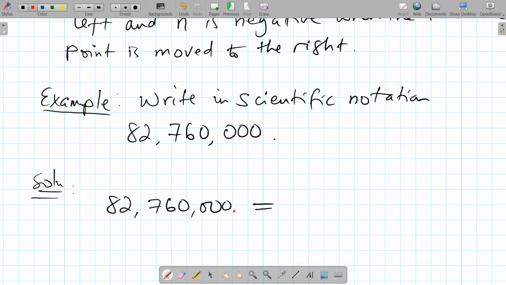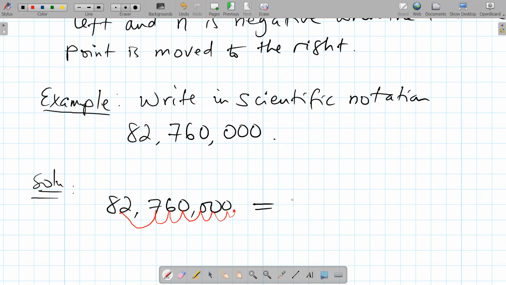Decimal point is right here. Now, because this number is a very huge number, the only way to express it such that the number is in between 1 and 10 will be to move it to the left. So I'm going to move this point 1, 2, 3, 4, 5, 6, 7. So it's going to be in between the 8 and the 2.